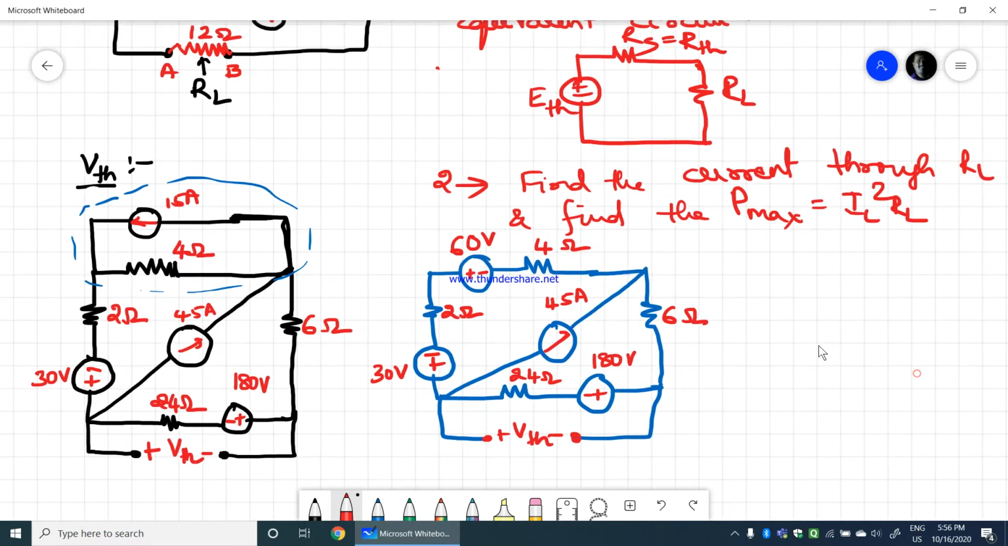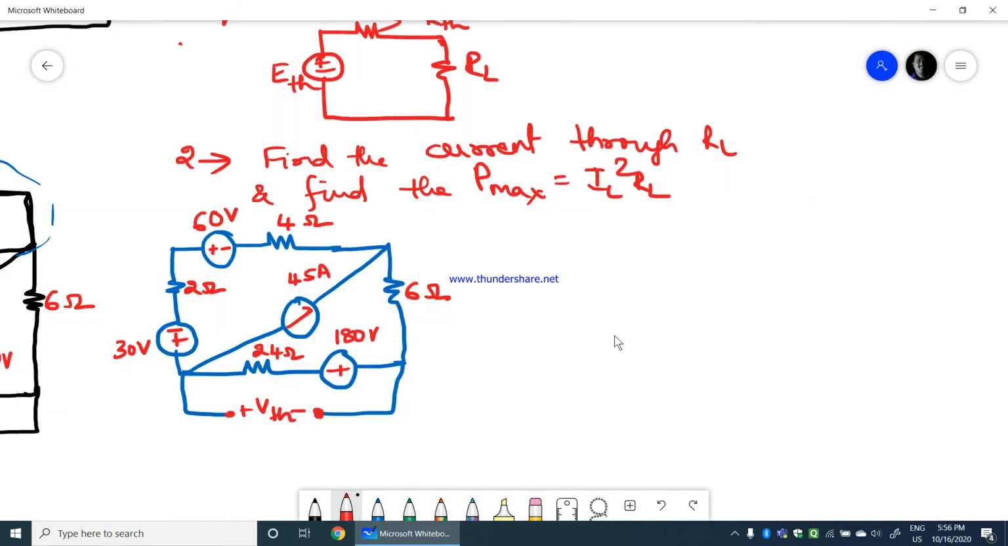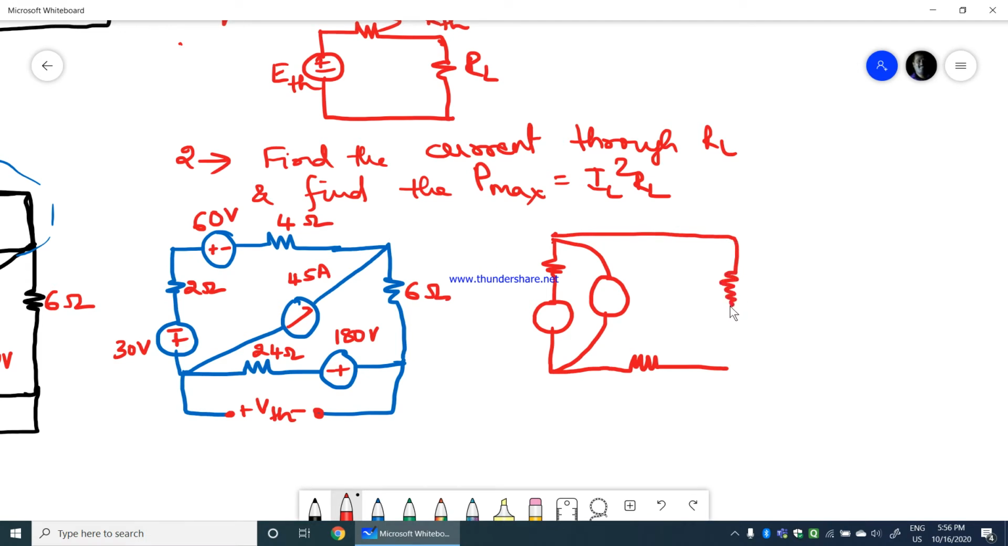Now further, what we can do here is see that this complete thing is in series. We can convert this into a voltage source in series with the resistance. So this is what I get. This is 24 ohms, and then I will have a current source in parallel to this. Then I have 6 ohms connected here.